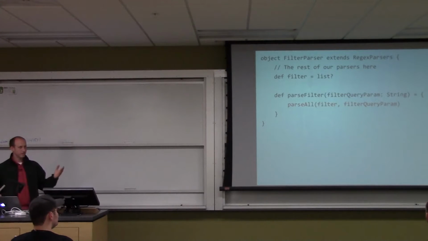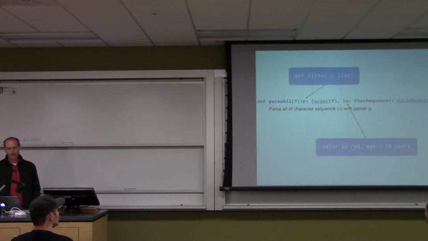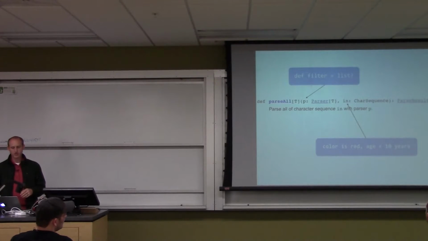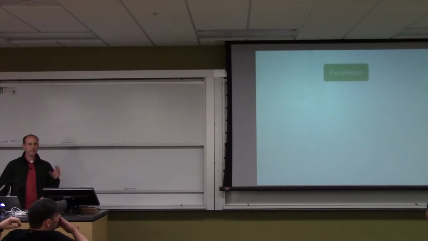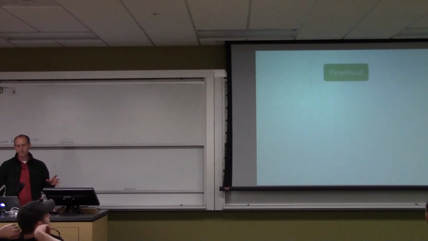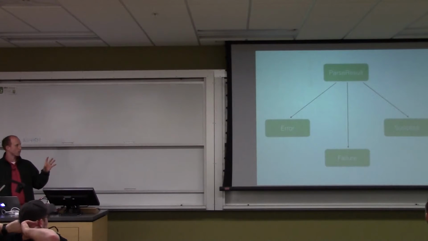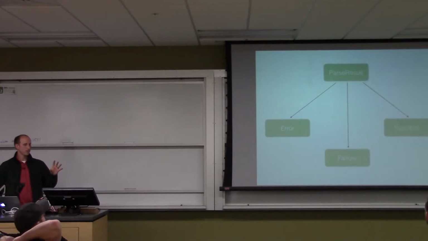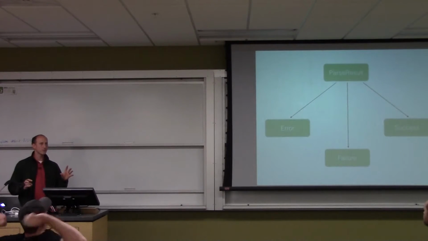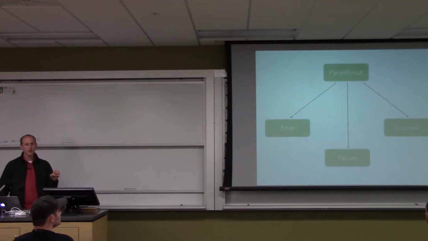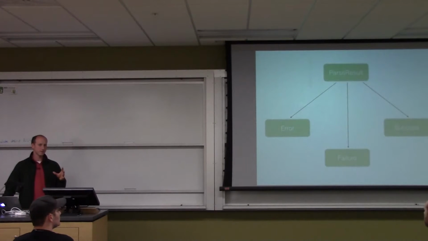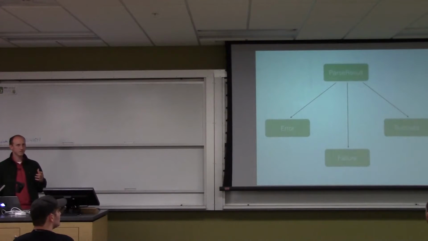But how do we actually tell if it did anything? If we look at the return type of parseAll, it returns a parse result. And parse result is actually an abstract class that can be any one of these 3 outcomes. In production, you want to handle filters that don't parse because of some sort of error or failure. But in this case, for simplicity's sake, we're just going to look at filters that actually succeed. So we'll just be focusing on success.